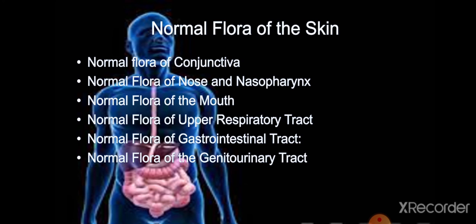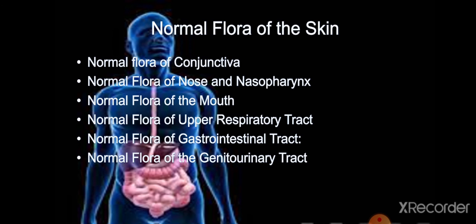Next is normal flora of gastrointestinal tract. The GI tract of the fetus in utero is sterile. It becomes contaminated with organisms shortly after birth. In breastfed infants, the intestine contains lactobacilli, enterococci, colon bacilli, and staphylococcus.